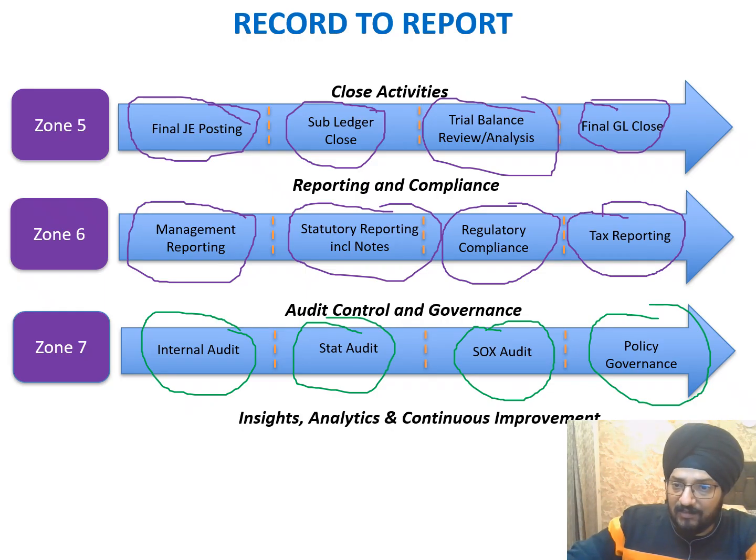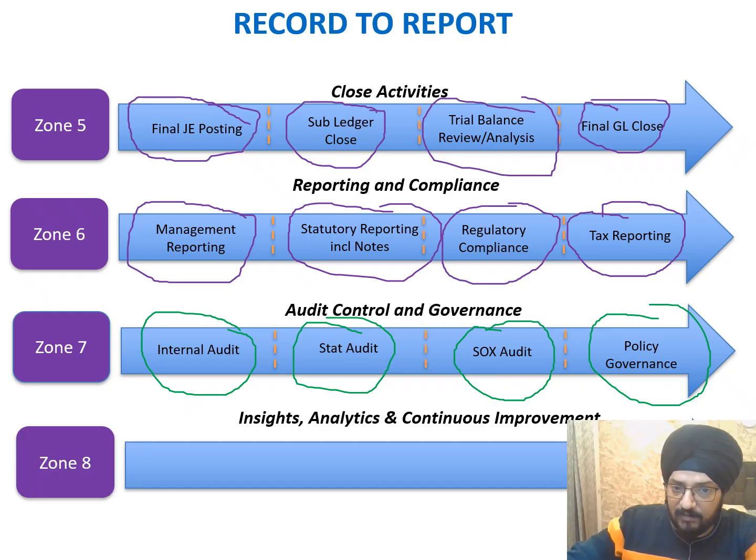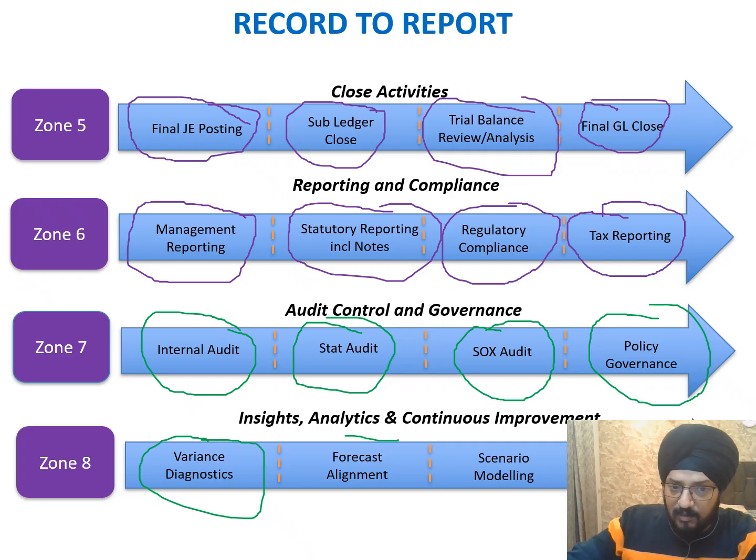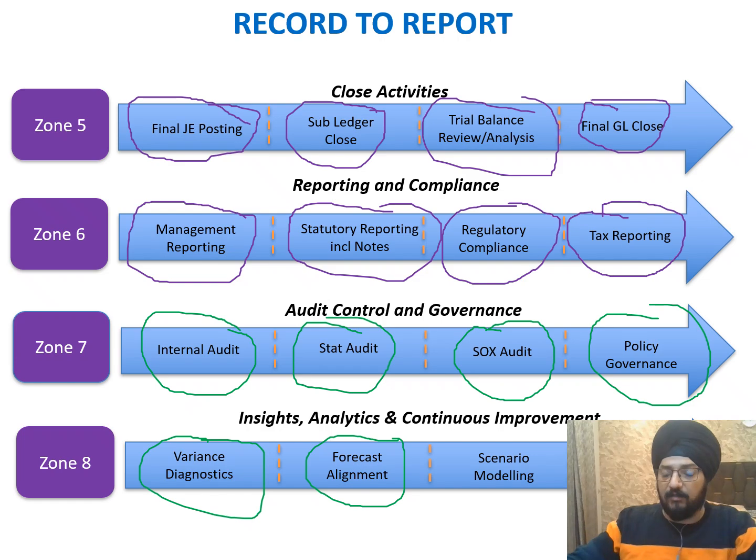And then we have the last zone, which speaks about insights, analytics and continuous improvement, which covers variance diagnostic, forecast alignment, scenario modeling, and KPI effectiveness. So variance diagnostic will help us understand the reasons for the variances, what those variances are. Forecast alignment will help us understand to what extent the forecast that we have created is matching with the actual result, and if not, then definitely we need to look at the mechanism and the scenario modeling so that we can effectively create the forecast.